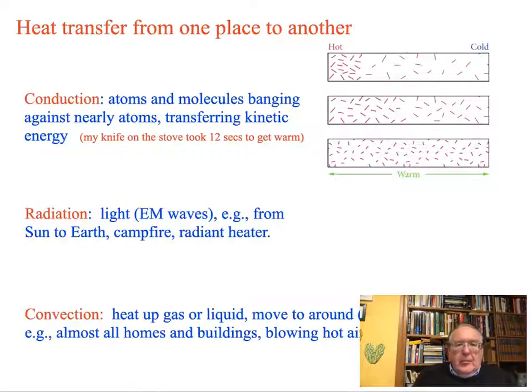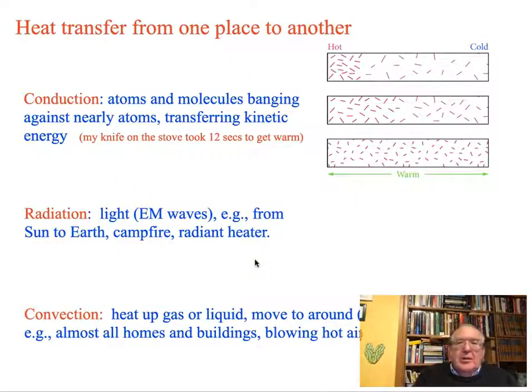All right. Now, heat. How do you get heat from one place to another? For example, suppose you have a metal bar, and one end of it is hot and one end is cold. How long will it take for the whole bar to become warm? Well, that's so-called conduction. Conduction happens when the hot atoms and molecules have a high kinetic energy. Even in a solid, they're still jiggling around, because kinetic energy goes with temperature. So the atoms and molecules are just banging against the nearby atoms, transferring their kinetic energy to the next atom along the line.